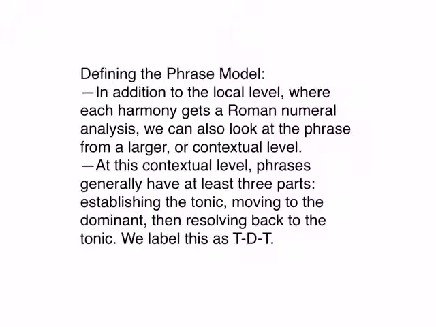In addition to the local level, where every harmony gets a Roman numeral analysis, we can also look at a phrase from a larger or contextual level. At this contextual level, phrases generally have at least three parts: establishing the tonic, moving to the dominant, and then resolving back to the tonic. We label this T, D, T. T for tonic, D for dominant, T for tonic.